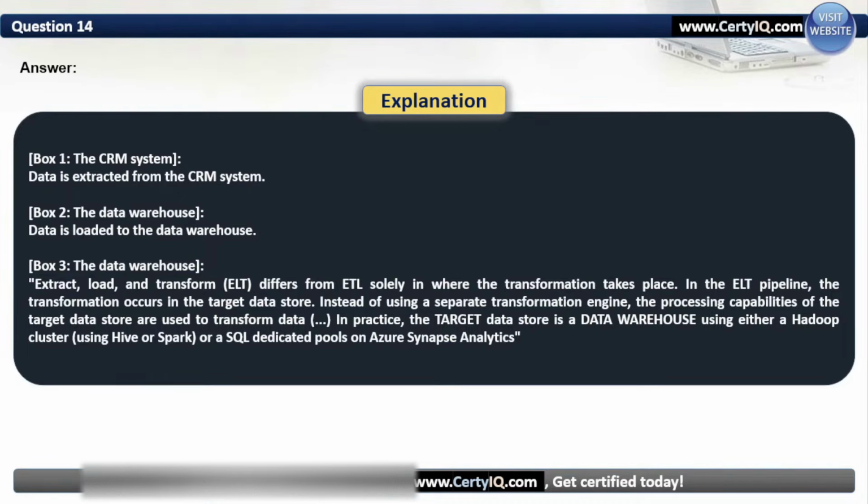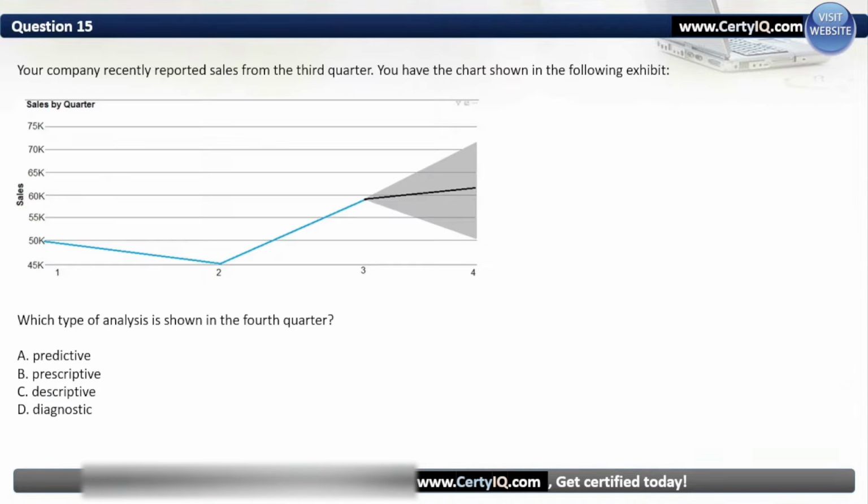About box 3, extract, load, and transform differs from ETL solely in where the transformation takes place. In the ELT pipeline, the transformation occurs in the target data store. Instead of using a separate transformation engine, the processing capabilities of the target data store are used to transform data. In practice, the target data store is a data warehouse using either a Hadoop cluster or a SQL dedicated pools on Azure Synapse Analytics.